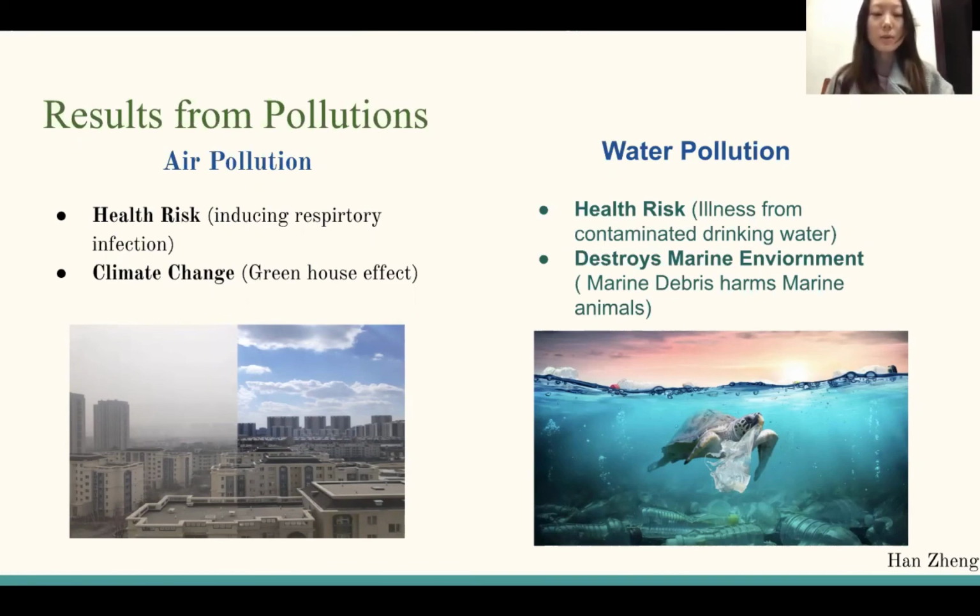Water pollution will cause people's illness by drinking contaminated water. Moreover, water pollution will harm the marine environment. Marine debris is a type of water pollution. The trash in the ocean is threatening marine animals. As we can see in the picture, a sea turtle is eating plastic trash, which it cannot digest. Lots of animals have died from eating marine debris that they cannot digest in the past few years, which means that water pollution is killing them. Next one, please.